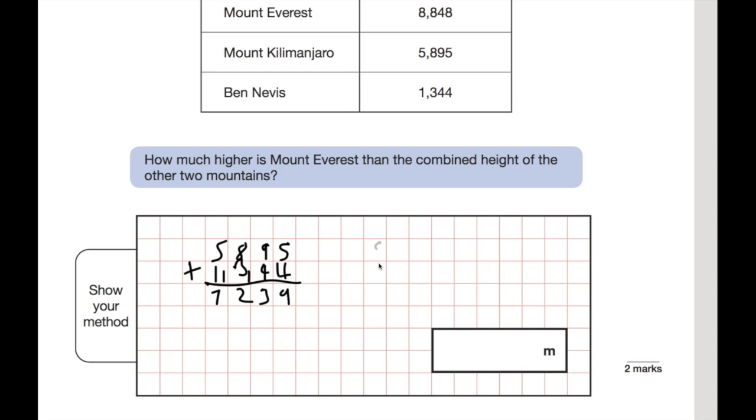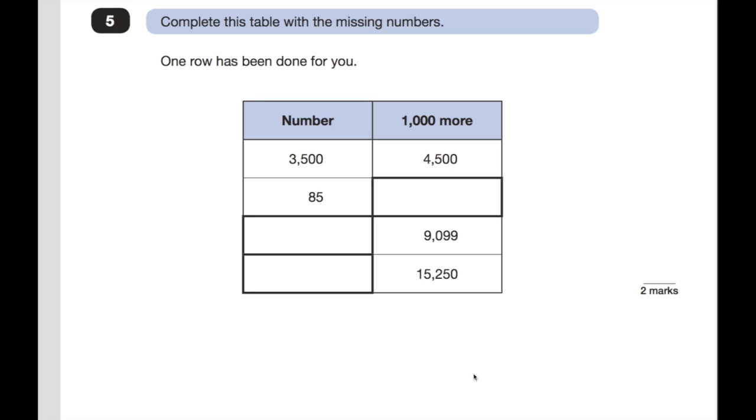Here is the height of Mount Everest, 8,848 meters, minus then the combined height that we've just worked out, which is 7,239. And 8 take away 9, we can't do that, so we're going to have to borrow from the number next to it, so that will become a 3, and that's a 1. So 18 take away 9 is 9, 3 take away 3 is 0, 8 take away 2 is 6, and 8 take away 7 is 1. So the difference is 1,609 meters.